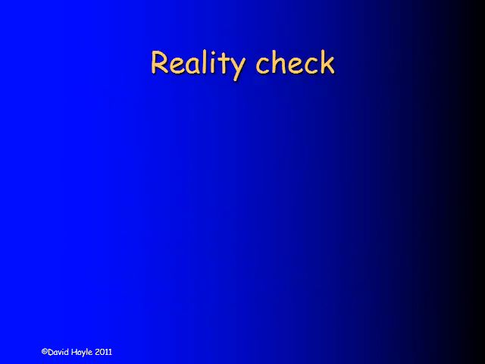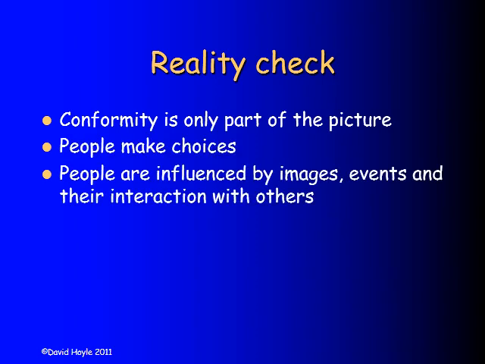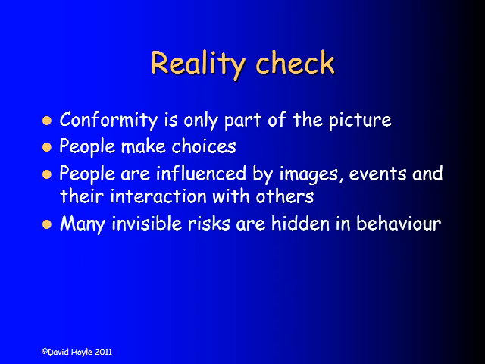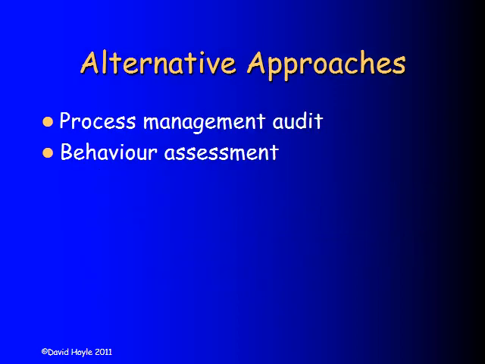So a reality check is needed. Conformity is only part of the picture. People make choices. People are influenced by images, events, and their interaction with others. Many invisible risks are hidden in behavior. The impact of behavior is what affects outcomes and capability. So there's two alternative approaches we can use: process management audit or a behavior assessment.